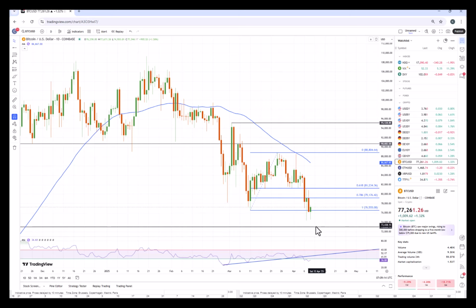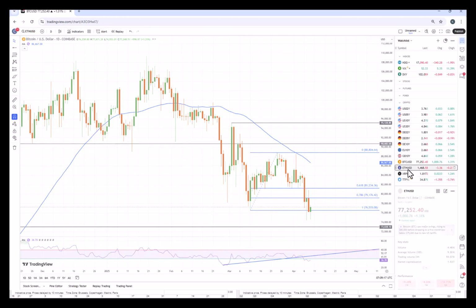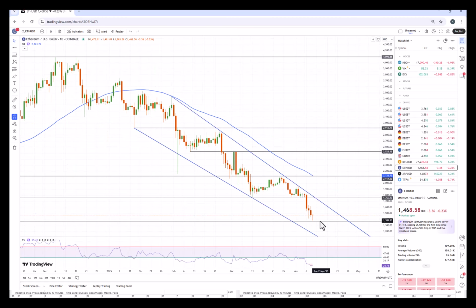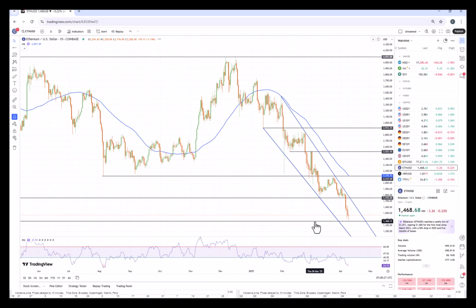Ethereum dancing around or spiking down to the 1370 support. Could we see a little bit of a bounce, or will it push lower in the coming weeks? That'll be key here the next couple of days.